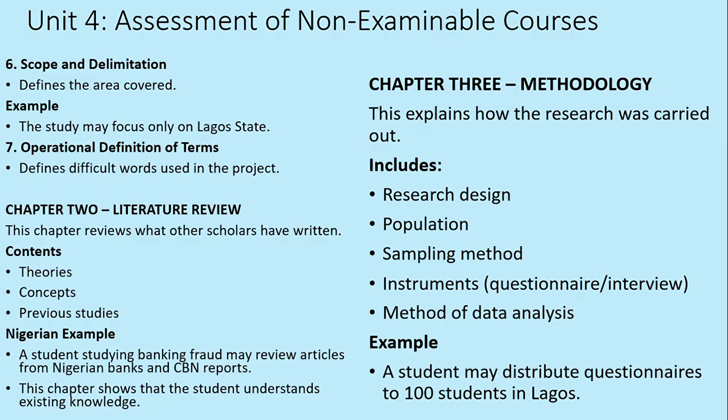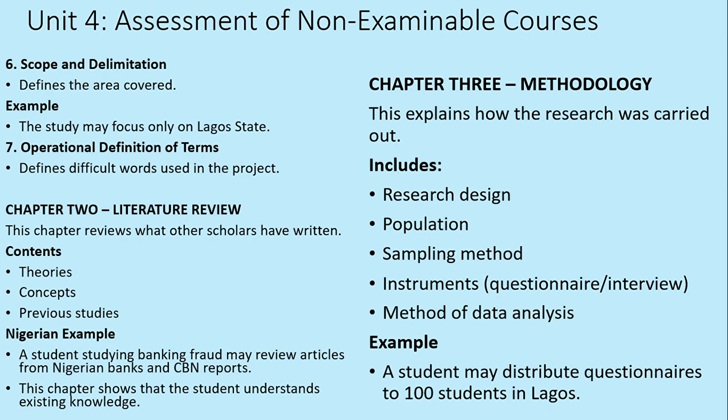So number 6 is going to be what? The scope and the limitation. We are still under chapter 1, which is the introduction. So we are talking about what is supposed to be under chapter 1 if you want to write a project. We are talking about the non-examinable courses in National Open University. For those of us that are joining now, that is what we are talking about. The topic is on the non-examinable courses in National Open University. These are courses that have no exam, that have no test. And we are talking about the project, the research project.